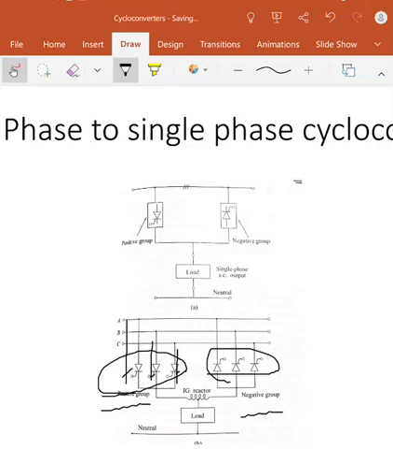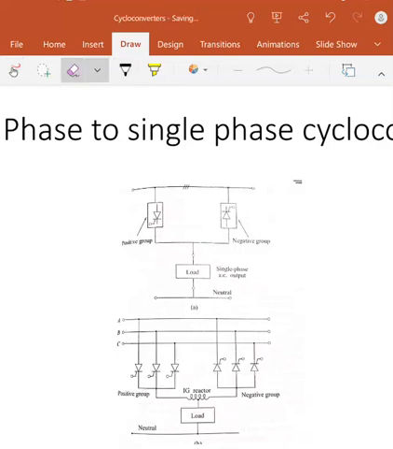And as in the earlier case, the positive group is going to provide you the positive cycles, the negative group is going to provide you the negative cycles, and overall you will be getting a voltage with reduced frequency. Okay? And one more thing we have here, that is Ig. It is used to reduce or remove the circulating current from the device.